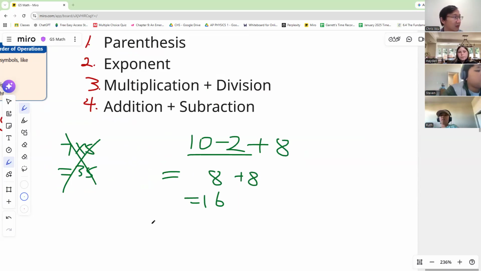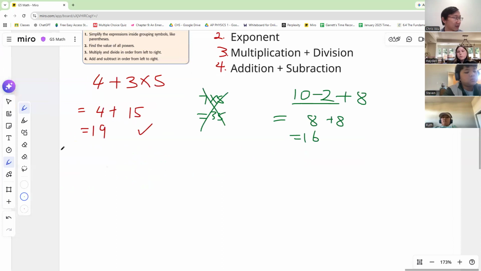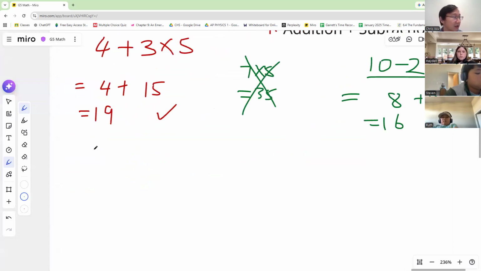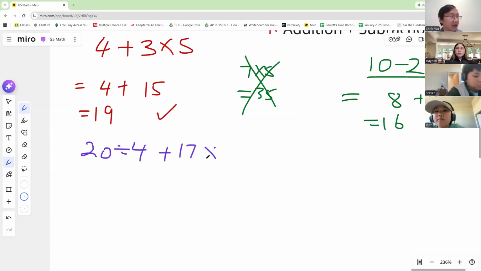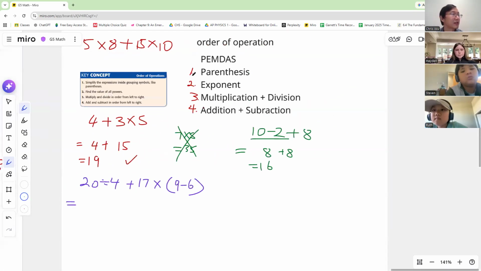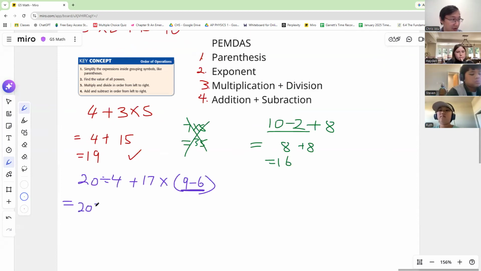Let's do another example before I give you guys exercises. So let's say I have this equation over here, and I'll change the color, just to make it more colorful. 20 divided by 4 plus 17 times 9 minus 6. Okay, that looks a little bit complicated, but we can still go through this process. Do I have parentheses? Yes, I do, right? So this is my first step. Copy everything down. Don't do them. Just copy them down and then work out the parentheses first.